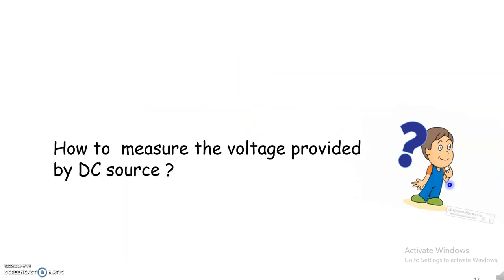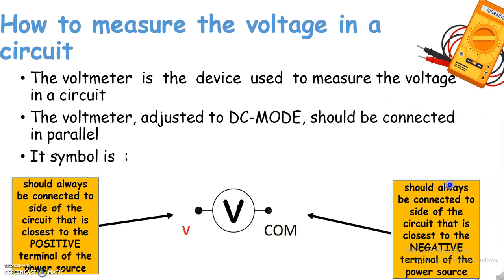Now let's move to learn how to measure the voltage provided by DC source. The voltmeter is the device used to measure the voltage in a circuit. Like the ammeter, the voltmeter should be adjusted to DC mode. But unlike the ammeter, the voltmeter should be connected in parallel. This is the symbol of a voltmeter.